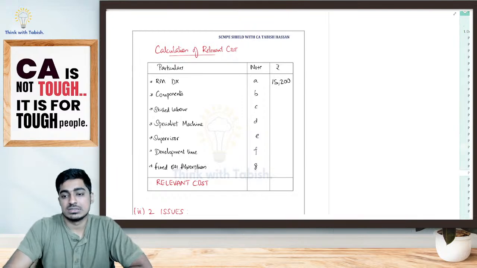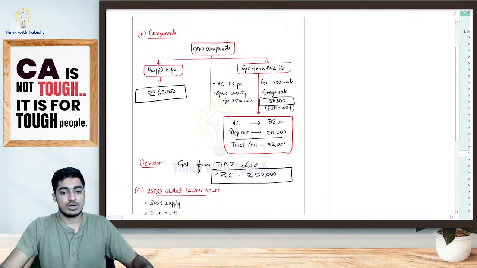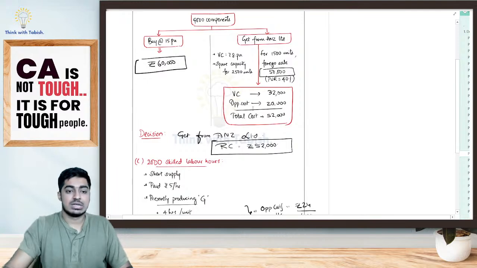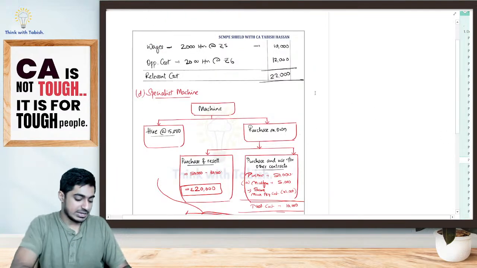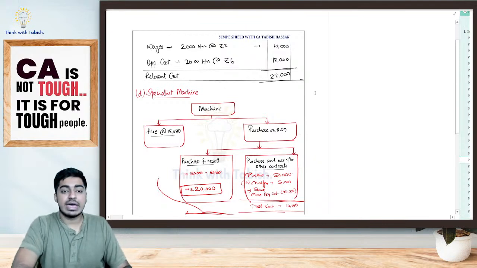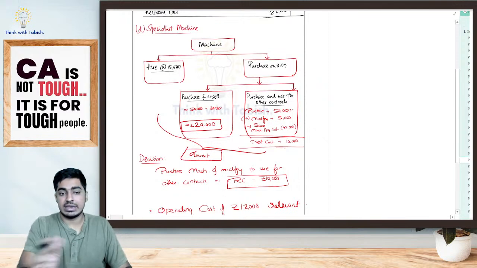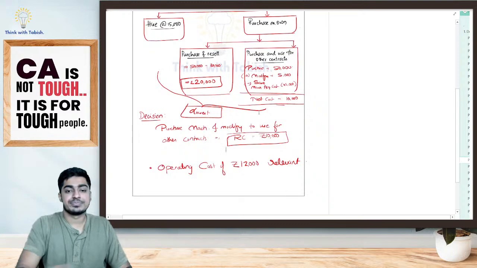Yes, next. Okay, I'll write it here. For components, I will get it from A and Z, 52,000. Next, skilled labor, how much am I incurring? I am incurring 22,000. And for the machine, 10,000 I am incurring. Again, the operating cost of the machine should be 12,000.